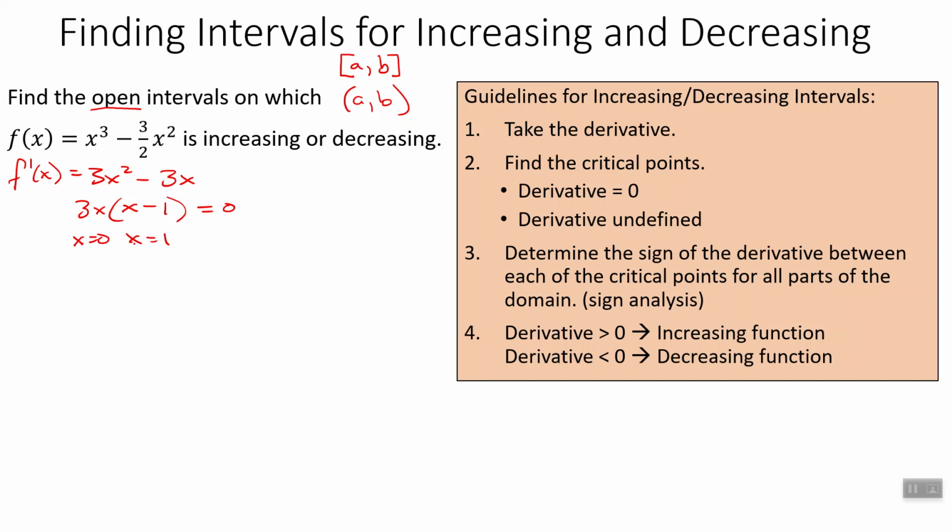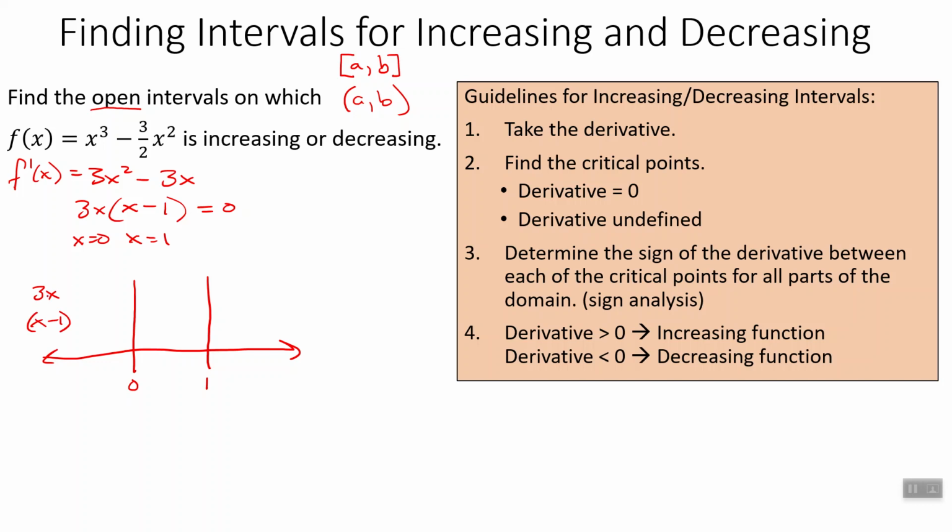Now what I like to call a sign analysis chart is we take a number line. On that number line, we put our two x values where it could change, our critical values, so 0 and 1. We put them in order. And then we put all of our factors over here: 3x and x minus 1.